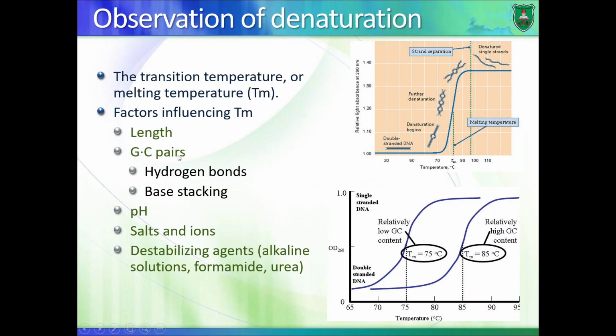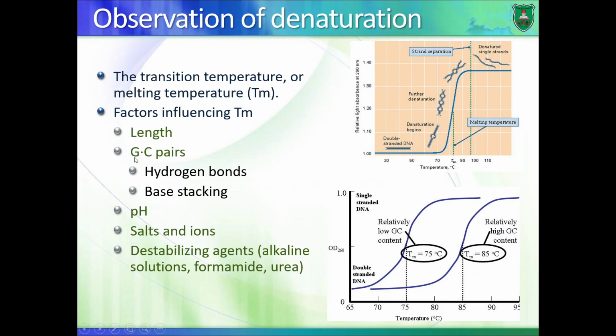Another factor is the content of G's and C's, or the GC content, the number of base pairs of G's and C's. Remember how I mentioned in the previous lecture that the number of hydrogen bonds between G and C is 3, whereas with A and T it is 2. So if you have a DNA fragment that contains a lot of G's and C's, it means that there are more hydrogen bonds than a DNA fragment of the same length that contains more A's and T's.